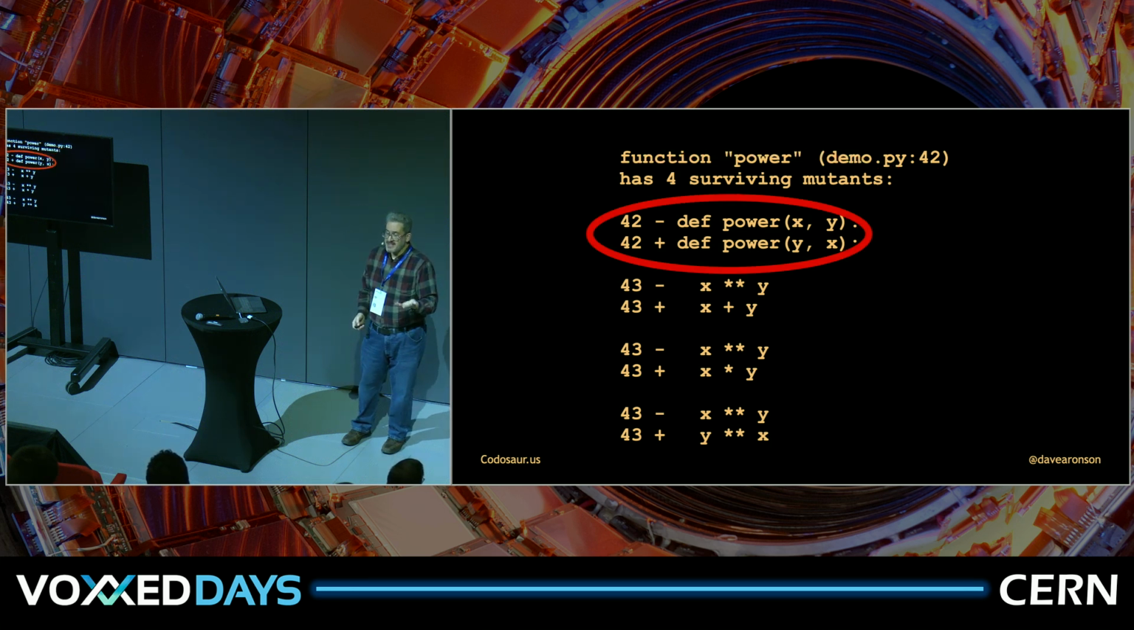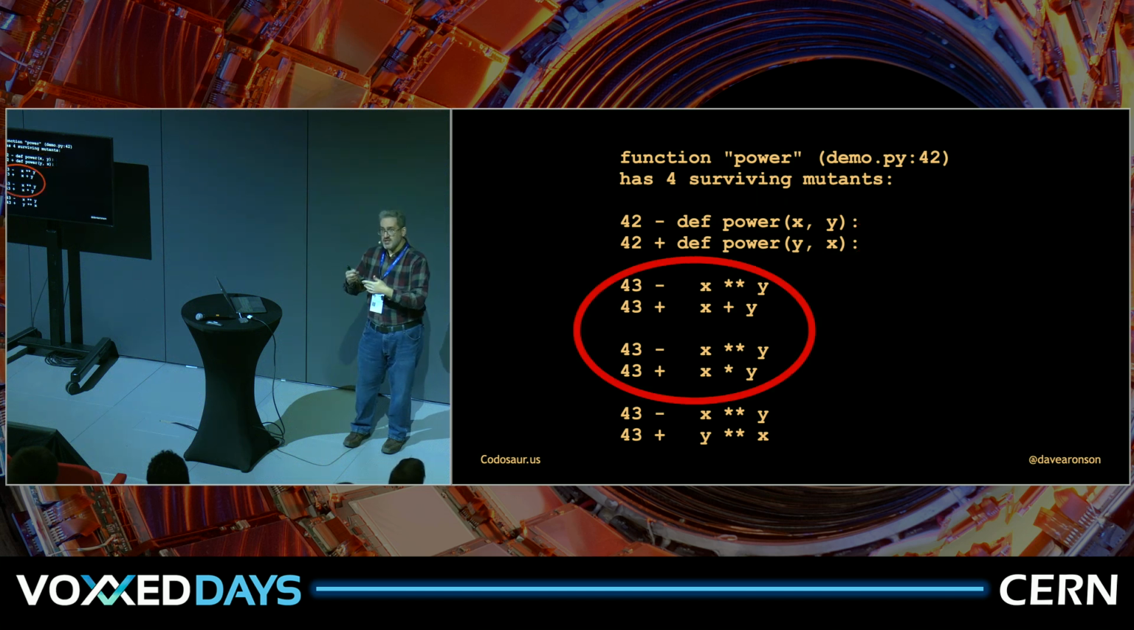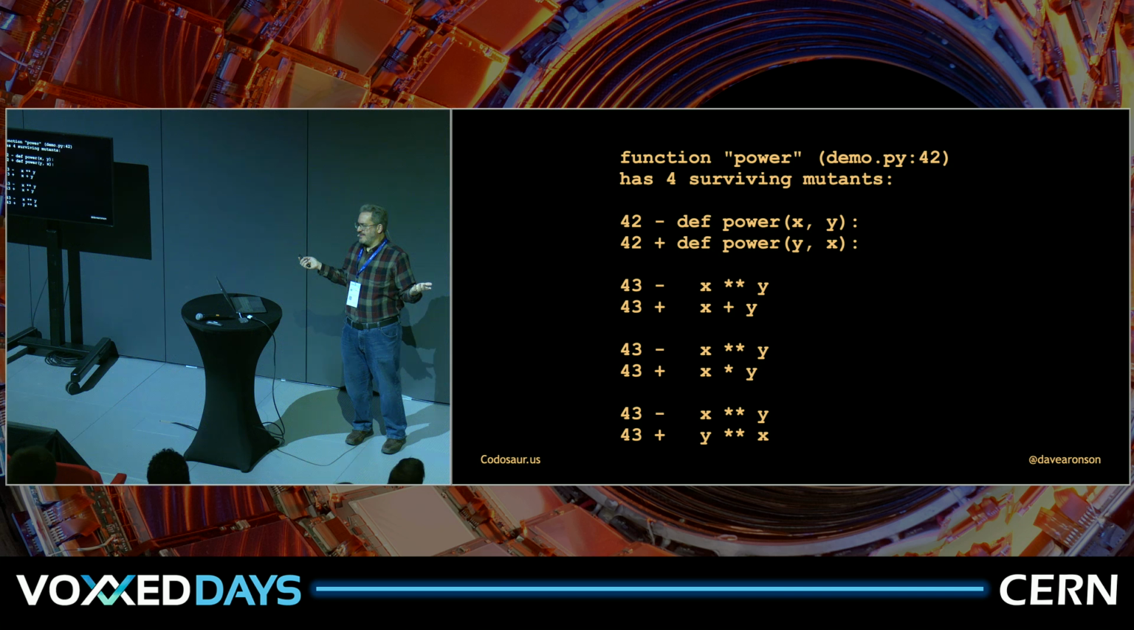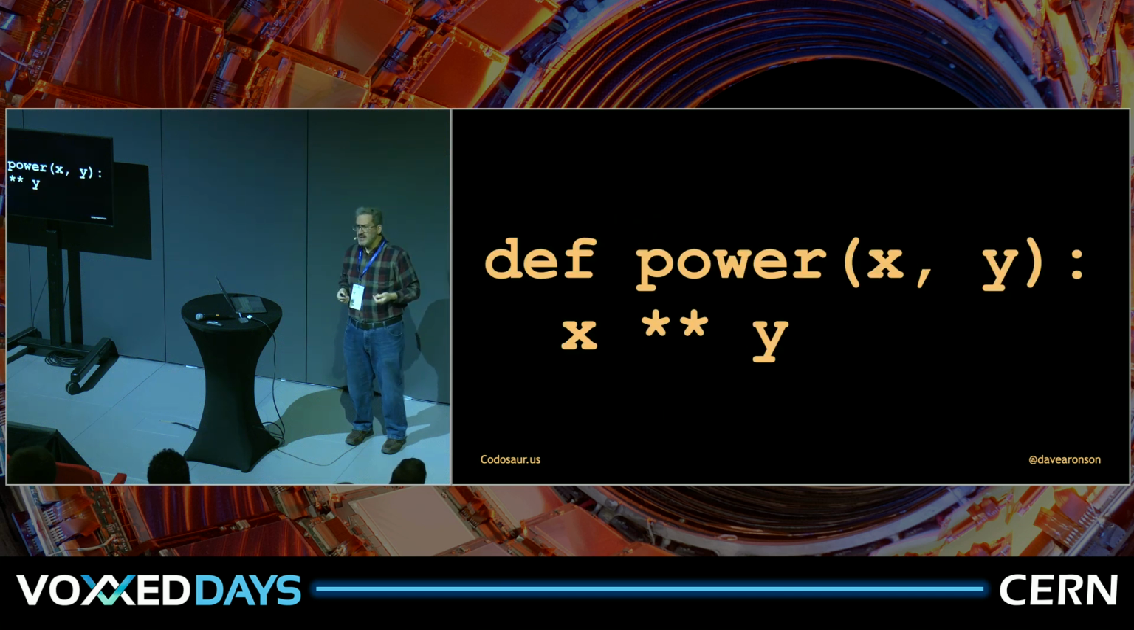First, to change the declaration to swap the parameters. Next, to change the body to change the exponentiation into addition or multiplication, or to change the body to swap the operands of the exponentiation. So what is this set of surviving mutants trying to tell us? We can tell from a glance at the code that it's probably not trying to tell us about redundant or unreachable code. It's just one line, so that kind of problem is extremely unlikely. So it's probably a test gap.